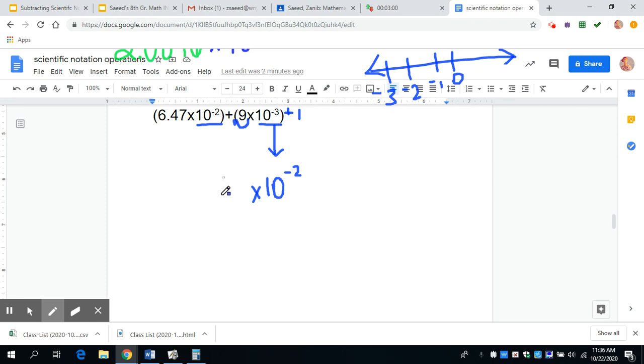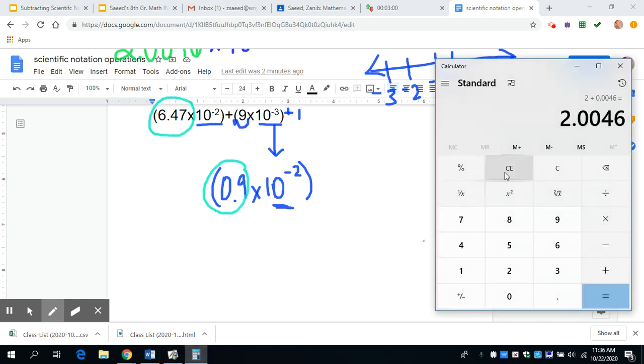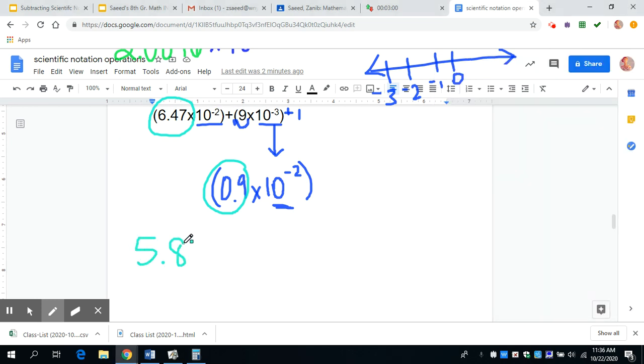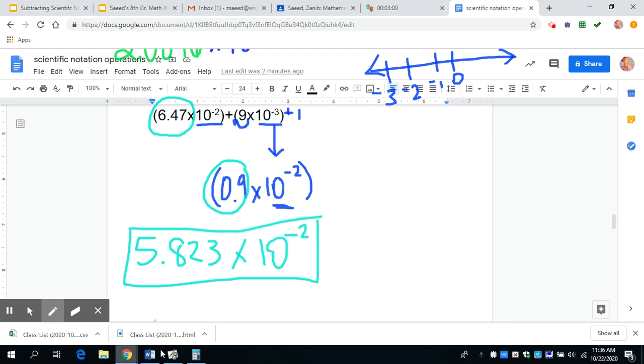All right, 0.09. Sorry, just 0.9. And now that you have the same bases, that means you get to add your coefficients, which is 0.9 plus 6.47, which will give you 5.823 times 10 to the -2nd power, which is in scientific notation, which means it's beautiful. You do not have to change it.